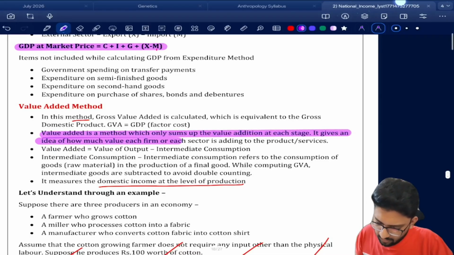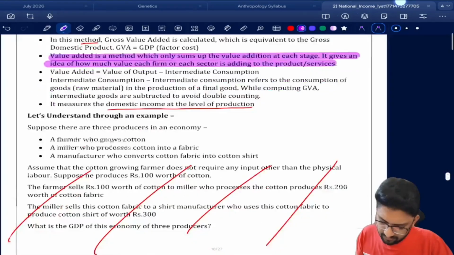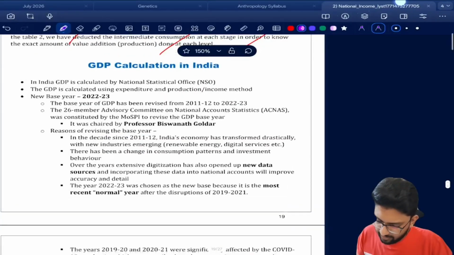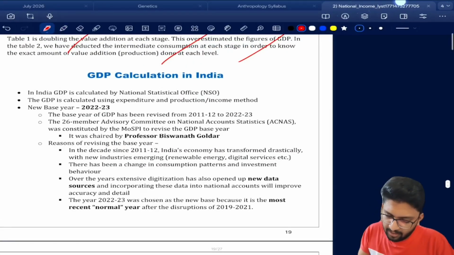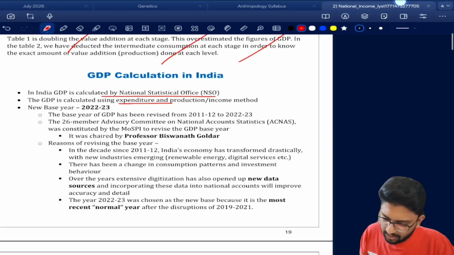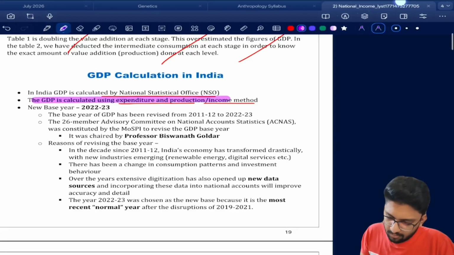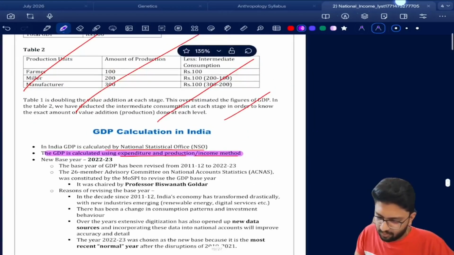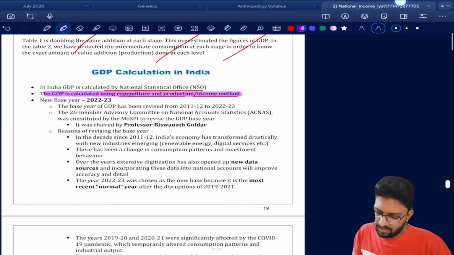It gives an idea of how much value each firm or each sector is adding to the product or service. Fine. GDP calculation in India. In India, GDP is calculated by the National Statistical Office. The GDP is calculated using the expenditure, production, or income method.